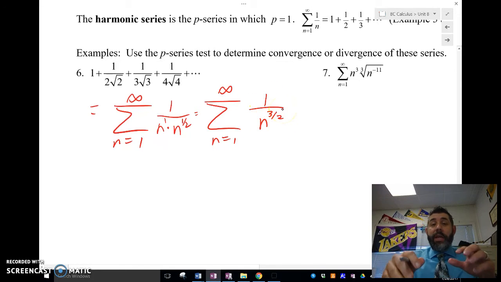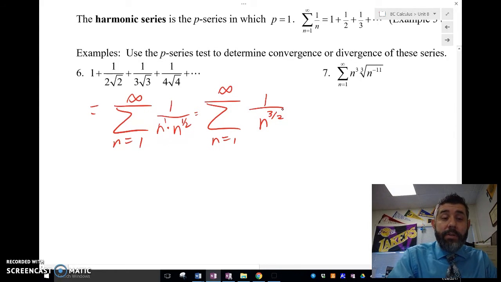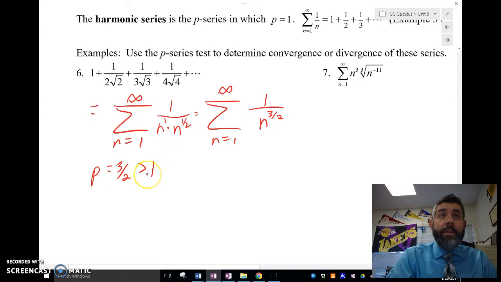All right, so this is a P-series, and so p is equal to 3/2, which is greater than 1. So this series converges.